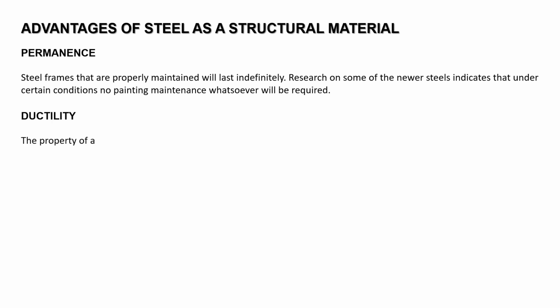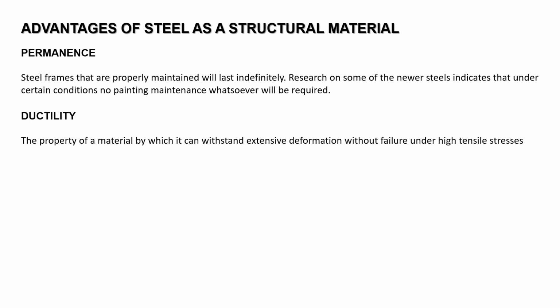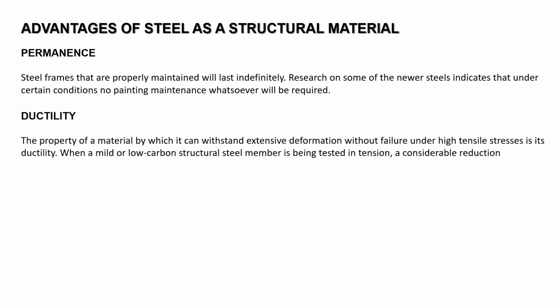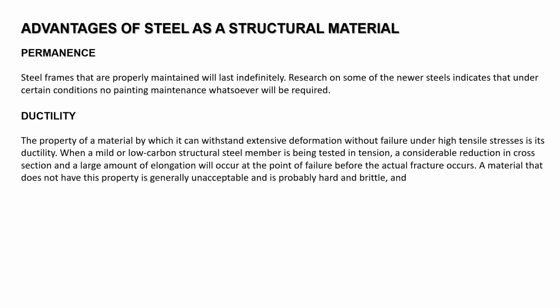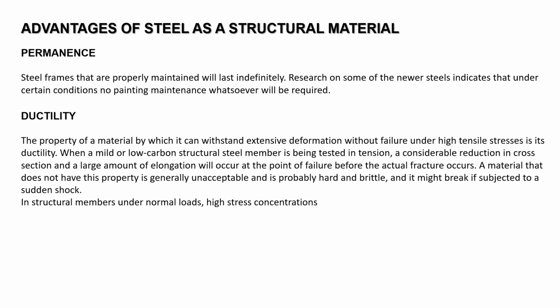Ductility. The property of a material by which it can withstand extensive deformation without failure under a high tensile stress is called ductility. When a mild or low carbon steel member is being tested in tension, a considerable reduction in cross section and a large amount of elongation will occur at the point of failure before actual fracture occurs. A material that does not have these properties is generally unacceptable and is probably hard and brittle.